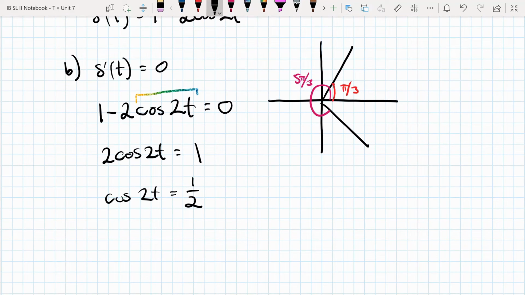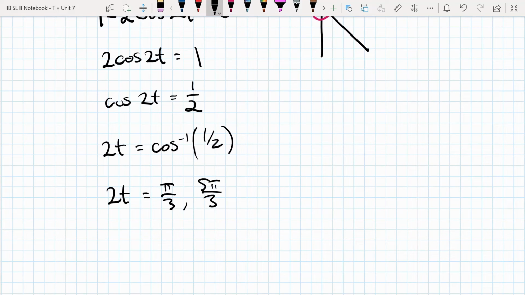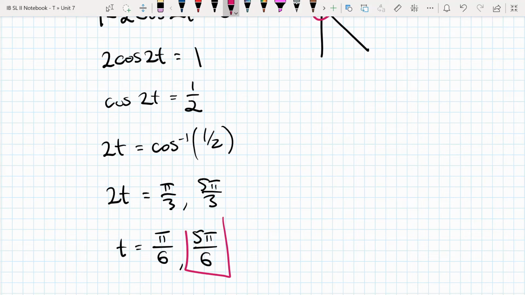So what that means is, if I take the inverse cosine on both sides, 2t is equal to, there's actually two possible answers here, pi over 3 and 5 pi over 3. Okay, and then we're going to solve for t, we're going to divide by 2. Okay, so it tells us that one of the answers is pi over 6. What's the other value? That's going to be this one right here.